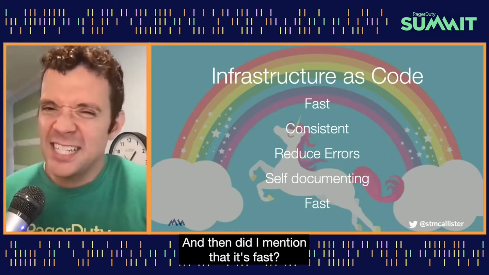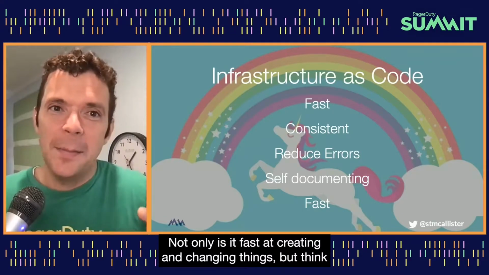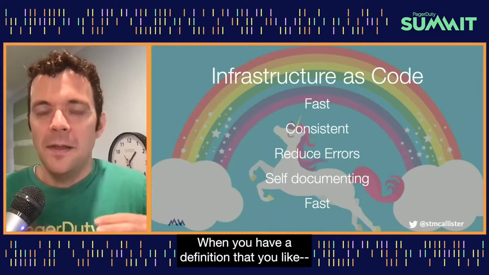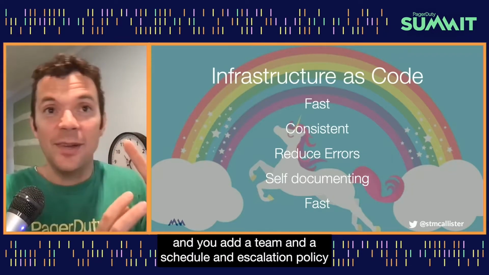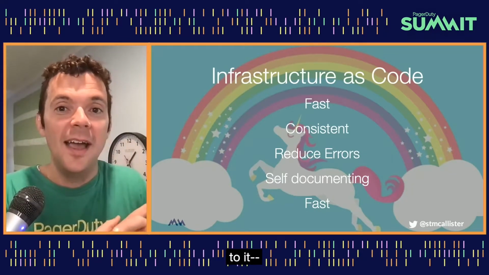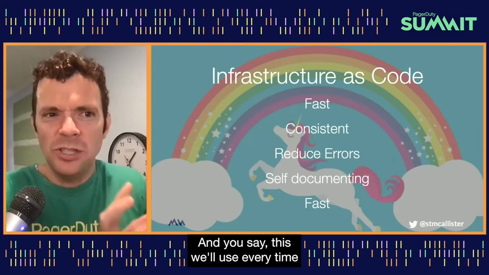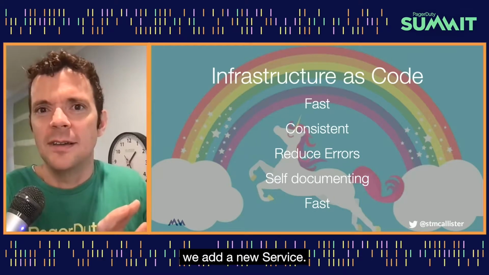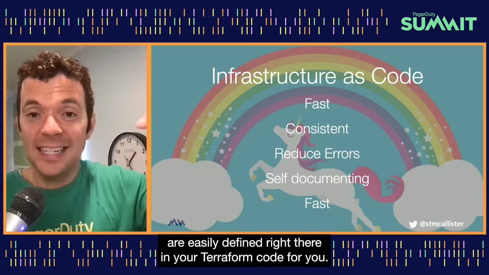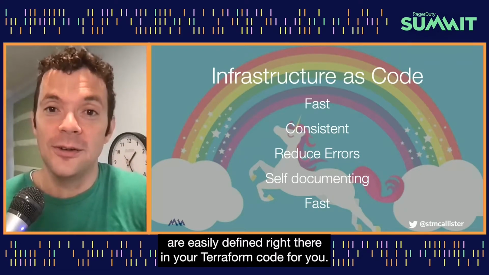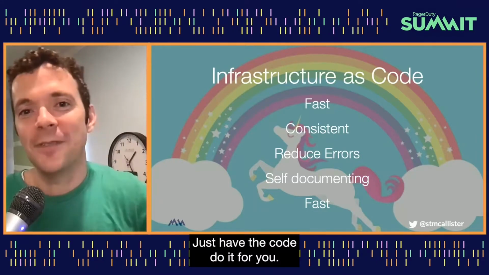And then, did I mention that it's fast? Not only is it fast at creating and changing things, but think about scaling. When you have a definition that you like, say when you start a new service and you add a team and a schedule and escalation policy to it, maybe you like that particular setup and you say, this we'll use every time we add a new service. And then suddenly as you scale, those repeated actions are easily defined right there in your Terraform code that you've already done. You've already done that work. Why do it again? Just have the code do it for you.